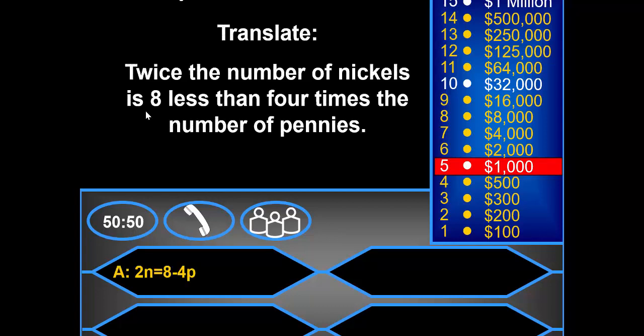Translate this sentence. Twice the number of nickels is 8 less than 4 times the number of pennies. What is n and p represent nickels and pennies respectively? Answer A, 2n equals 8 minus 4p. B, 2n equals 8 plus 4p. C, 2n equals 4p minus 8, or D, 2n equals 4p. Work on translating this sentence. We'll see how you did in a second.